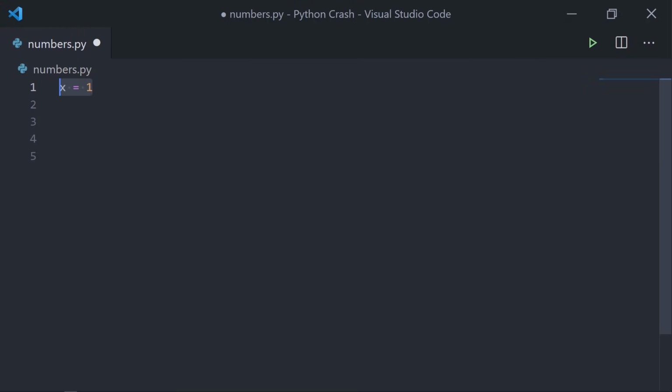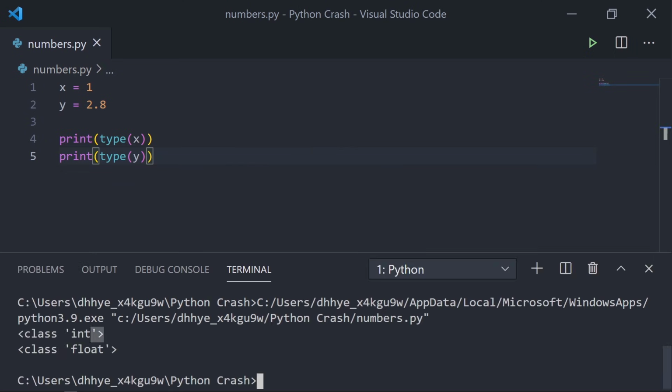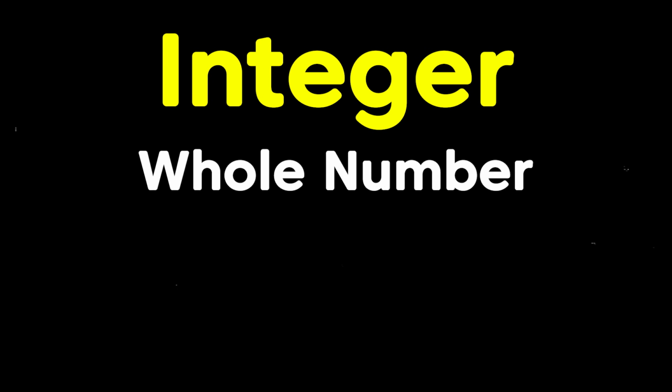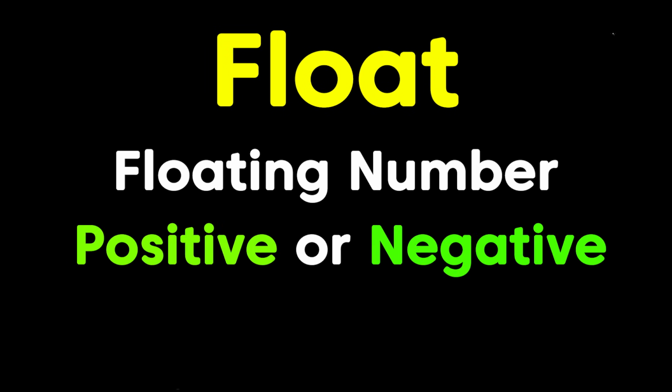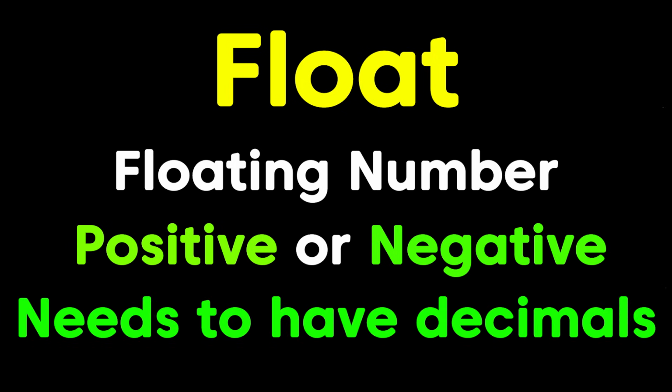Now let's go ahead and say x equals 1 and y equals 2.8. If you print out the type for both x and y, it tells us that x is an integer and y is a float. Int or integer is basically a whole number. It can be positive or negative, but it cannot have any decimals. Float, on the other hand, is a floating point number, and it can be either positive or negative, but it has to contain one or more decimals.